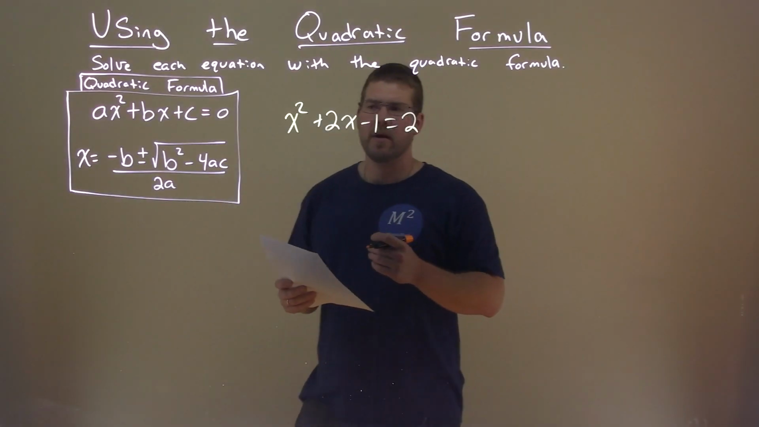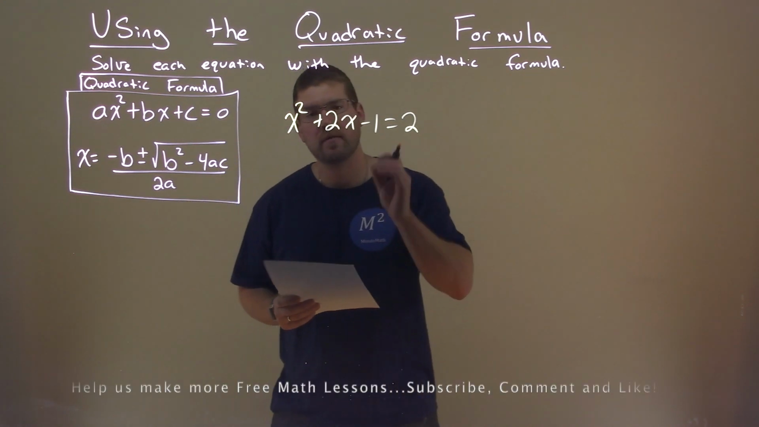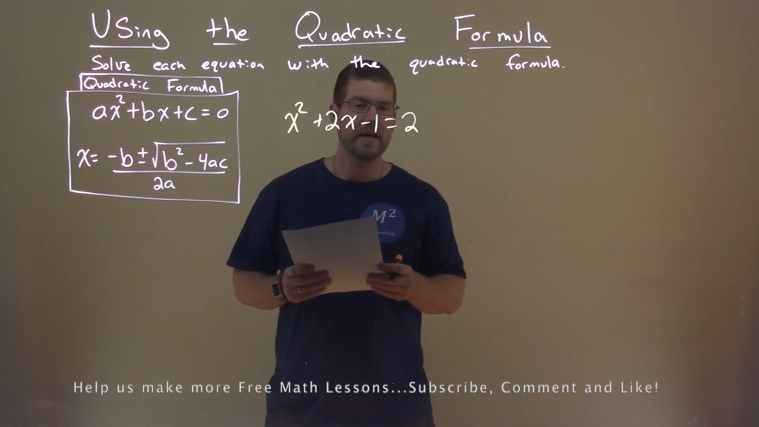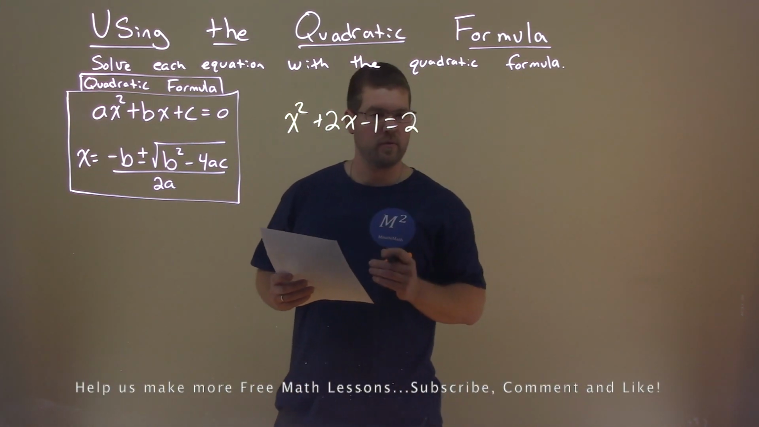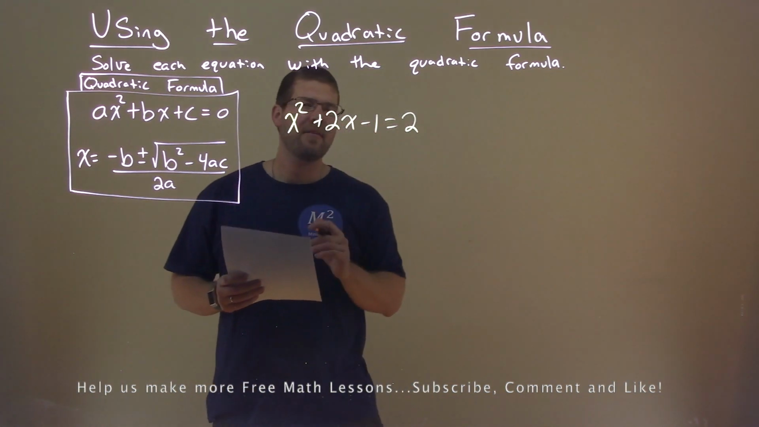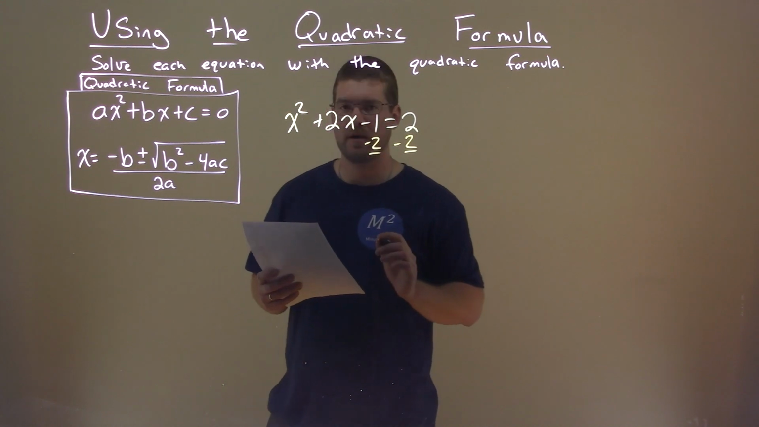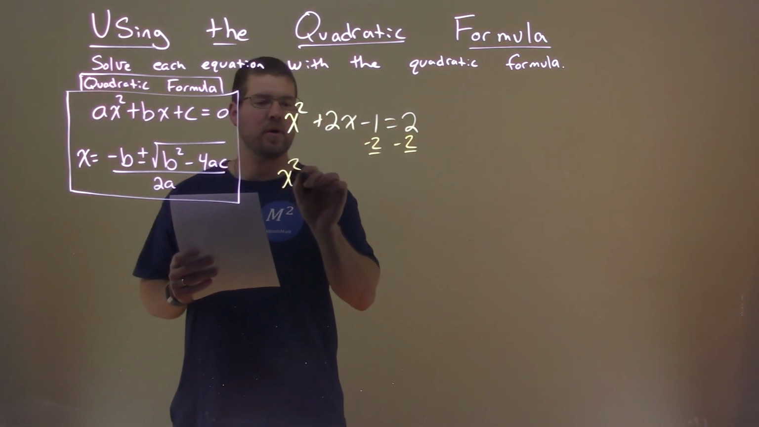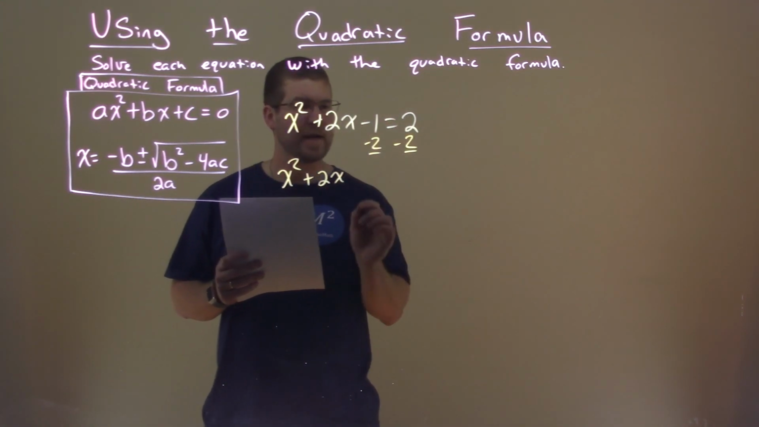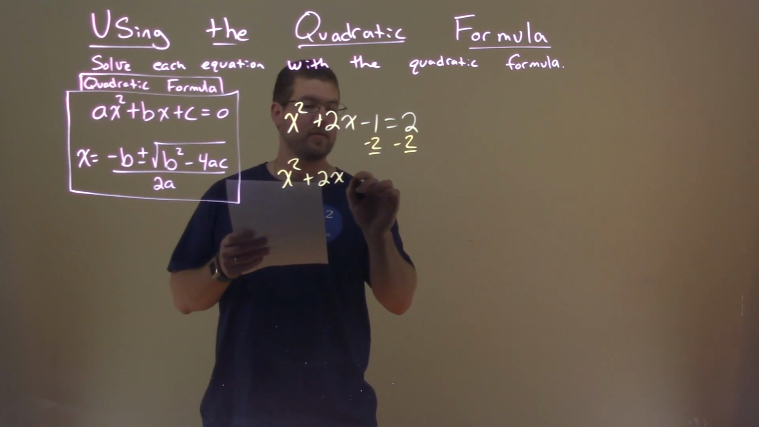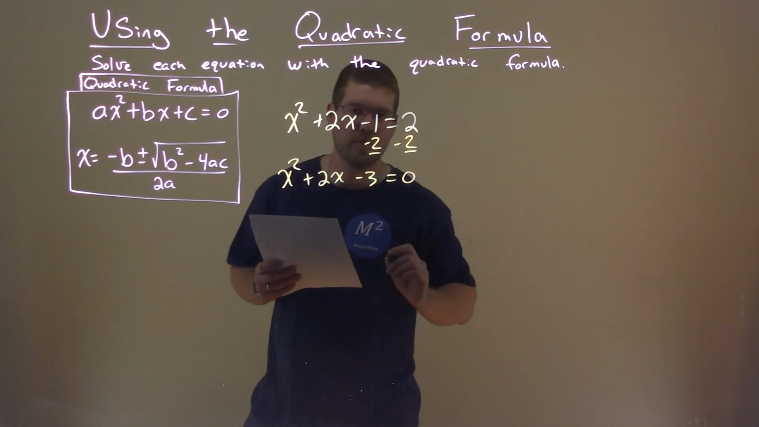We're given this problem right here: x squared plus 2x minus 1 equals 2, and we want to solve this using the quadratic formula. I want to have this equation equal to 0, so I first have to subtract a 2 from both sides. I'm left with x squared plus 2x minus, well, minus 1 minus 2 is a minus 3, equals 0.